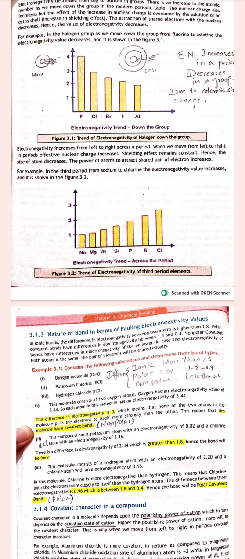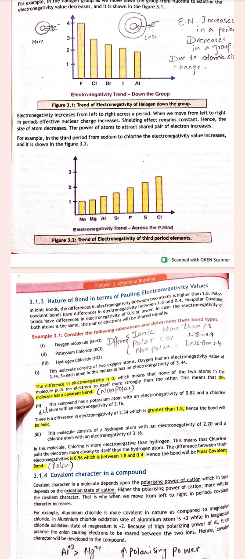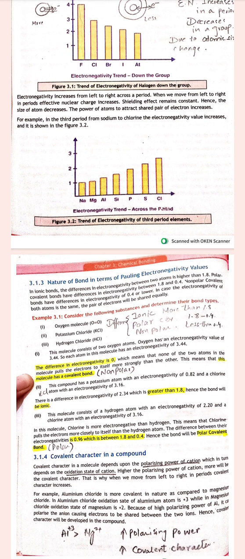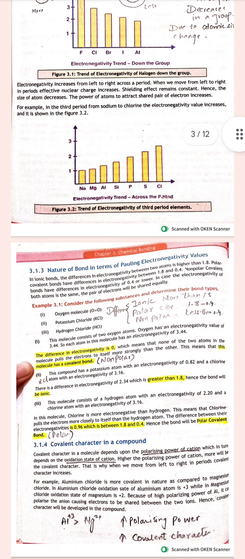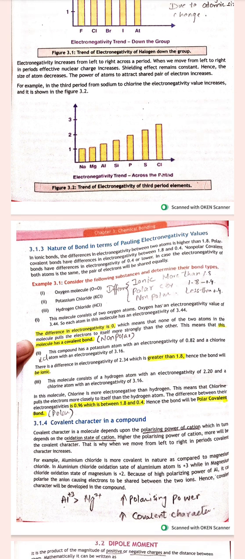Electronegativity increases in a period from left to right, and this is due to the high effective nuclear charge. The shielding effect remains constant and the size of the atom decreases, and the nucleus has more power to attract the bonded electrons. For example, in the third period from sodium to chlorine, the electronegativity value increases as shown in the figure.